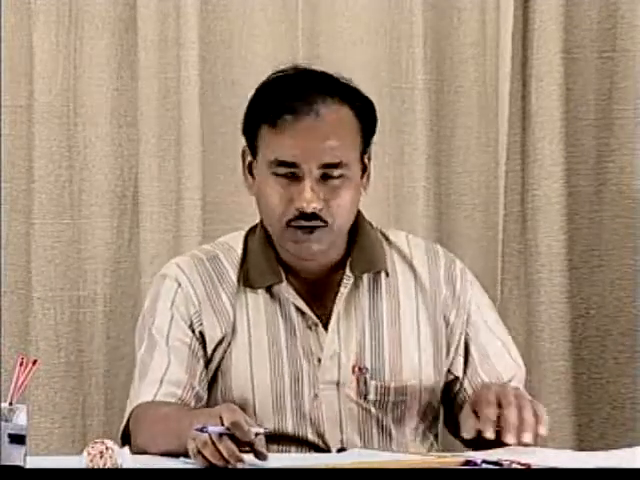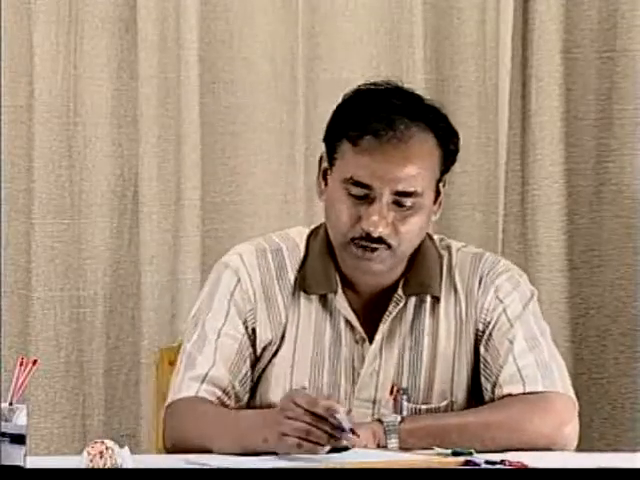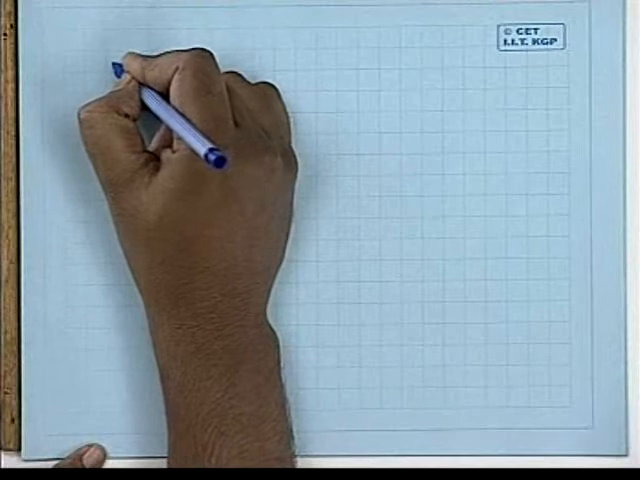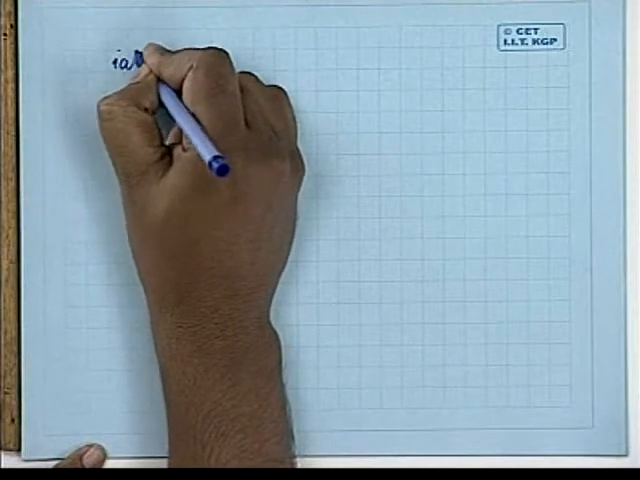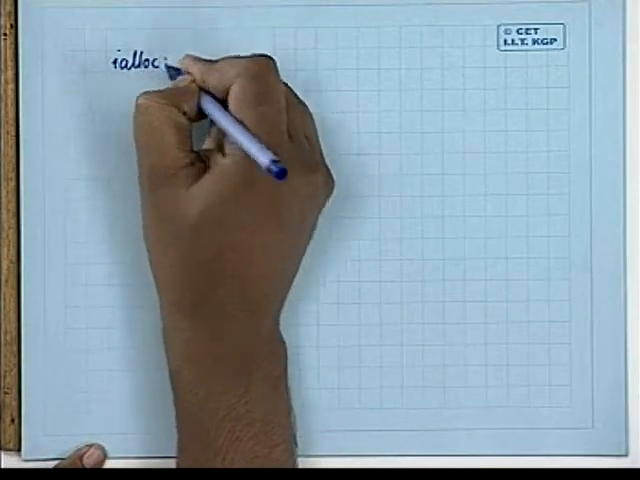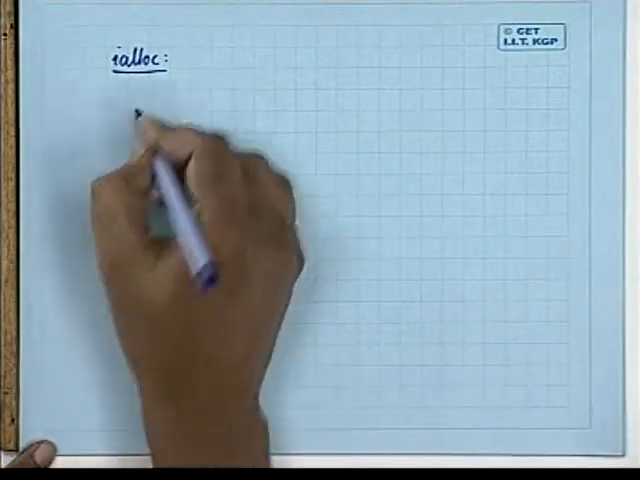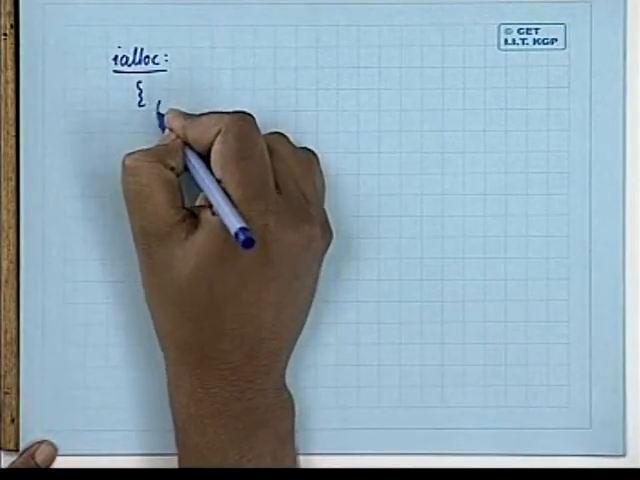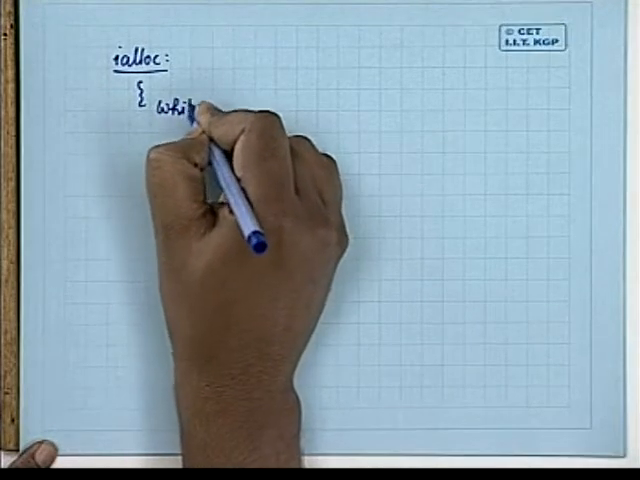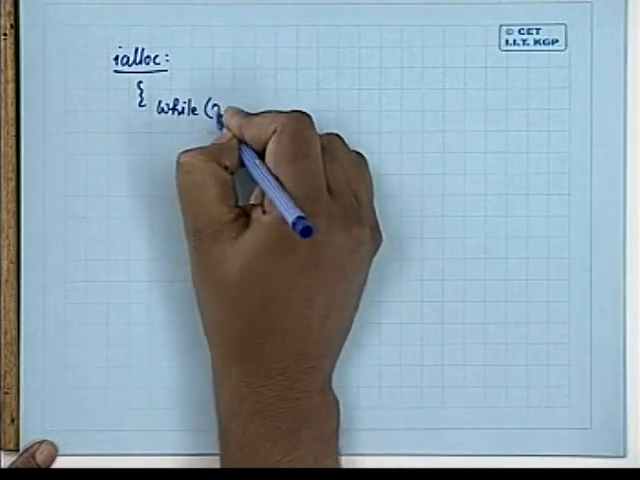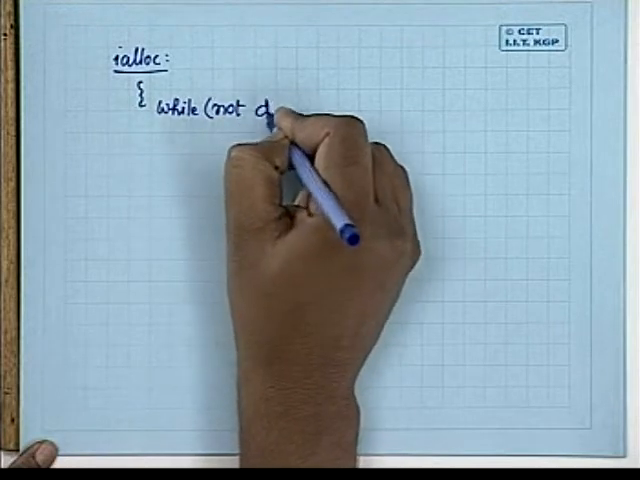So effectively the algorithms will look like this. In the first case, when I have to allocate a new inode to a newly created directory or a newly created file, the algorithm will be called ialloc, that is, allocation of a new inode. So the algorithm will be like this: while not done.